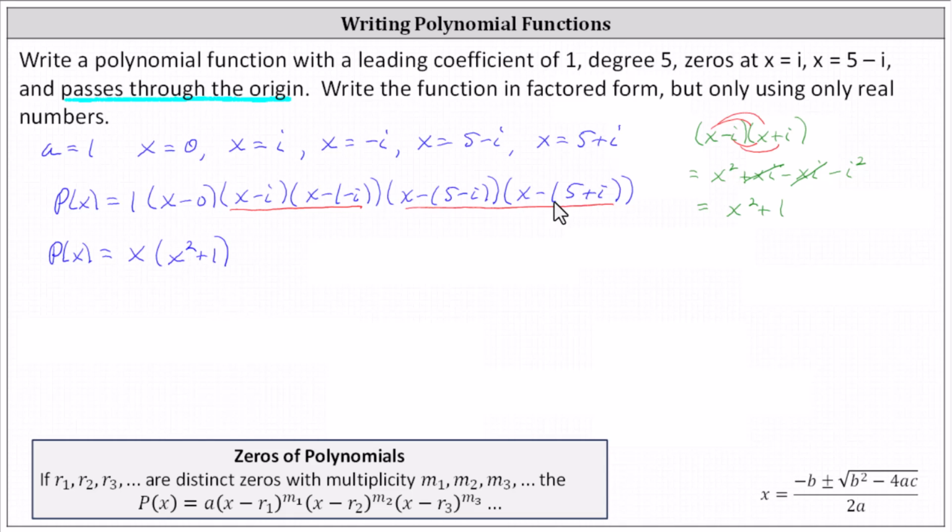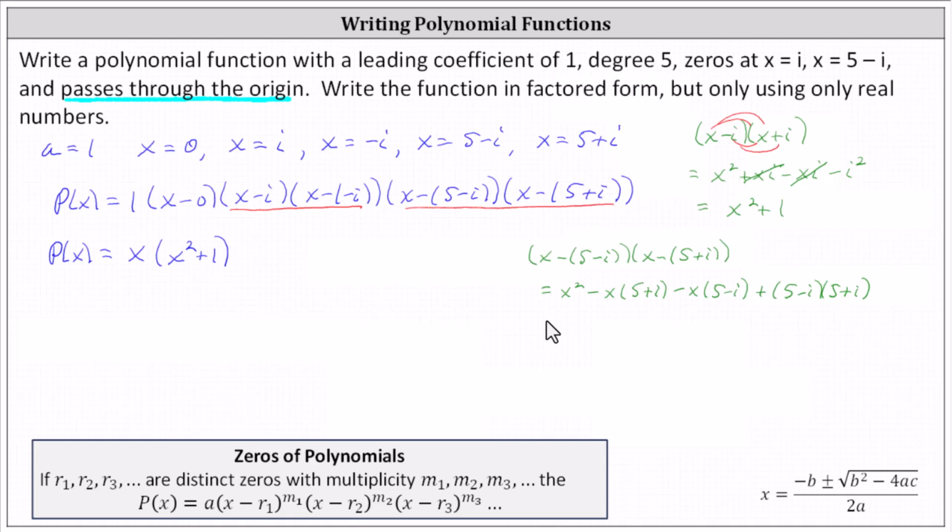And now we need to determine this last product, which is x minus the complex number 5 minus i times x minus the complex number 5 plus i. So first we have x times x, which is x squared. And then we have x times the opposite of the complex number 5 plus i, which is minus x times the complex number 5 plus i. And then we have minus x times the complex number 5 minus i. And then finally we have plus 5 minus i times 5 plus i.